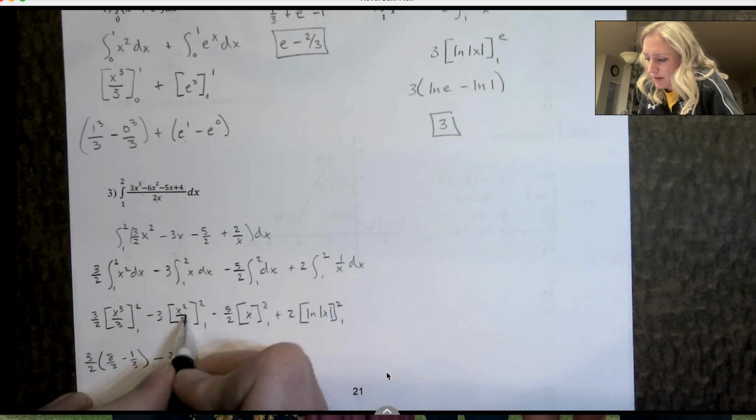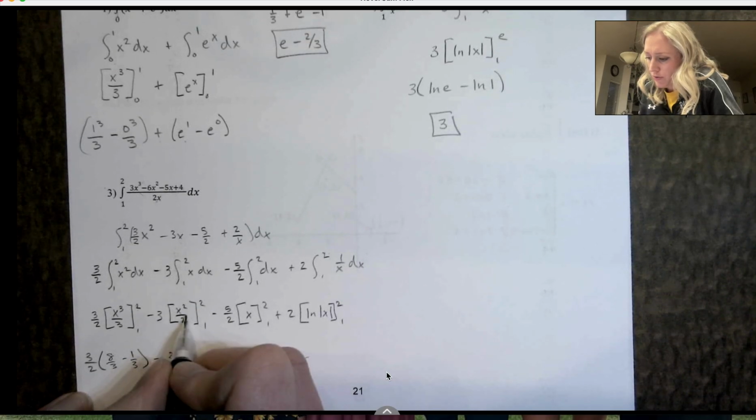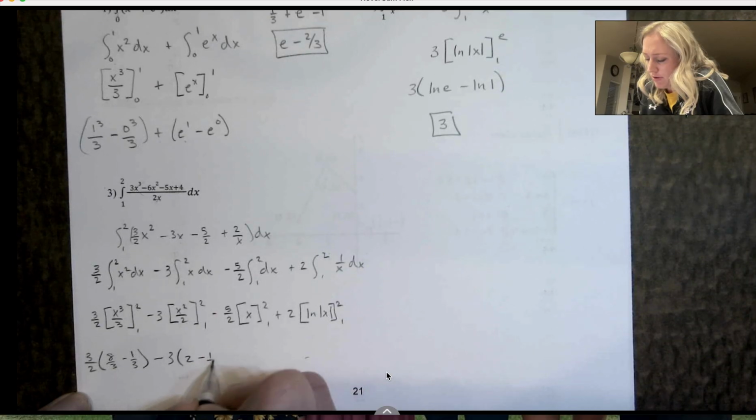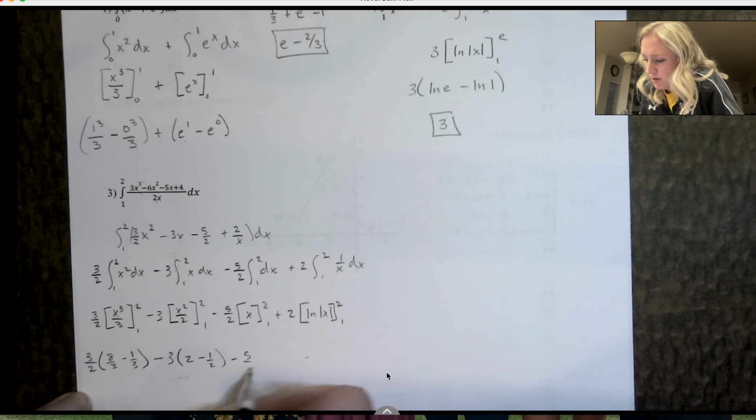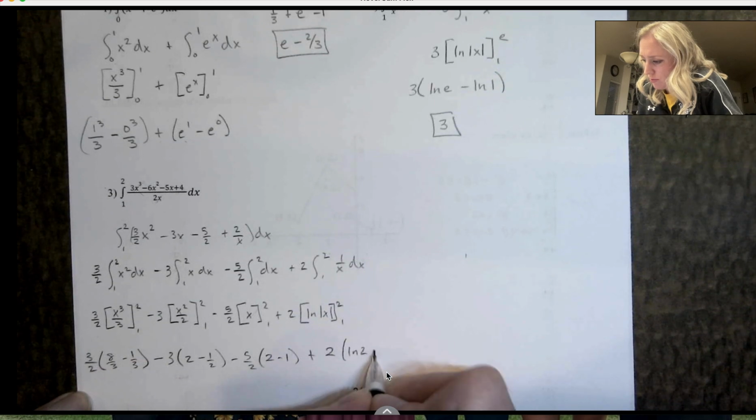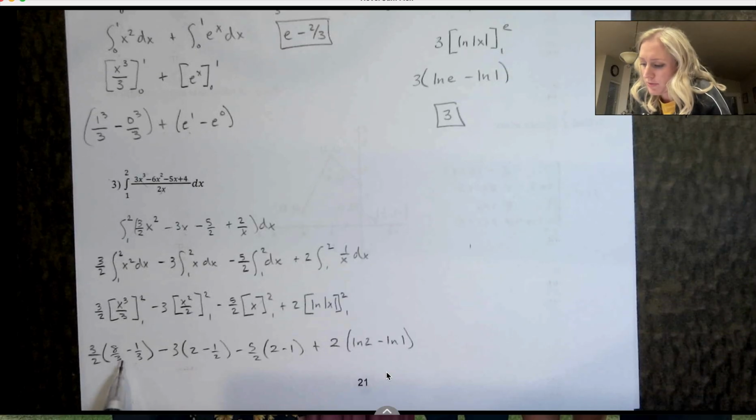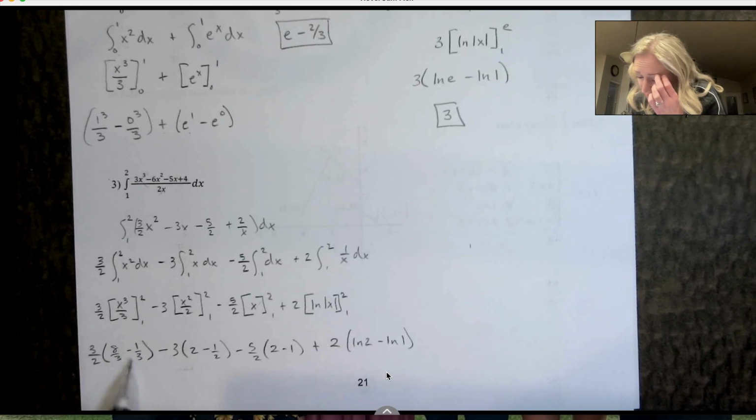Our 3 there. Okay, so 2 squared is 4 over 2, which is 2. 1 squared over 2 is 1/2. 2 plug in, 1 plug in. Here we've got natural log of 2 minus natural log of 1. Okay, a little bit further here, let's see, we've got 7/3.